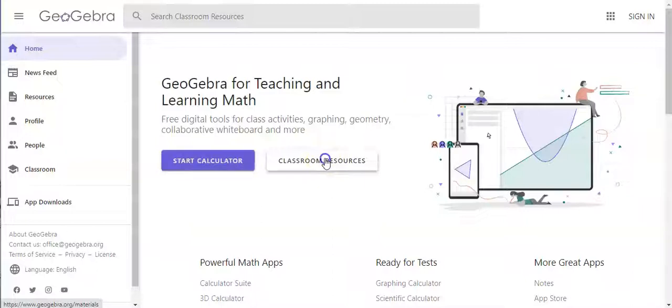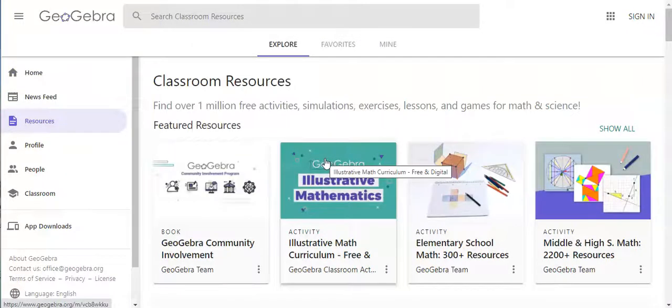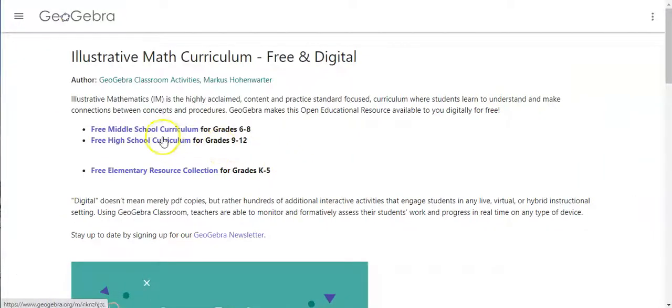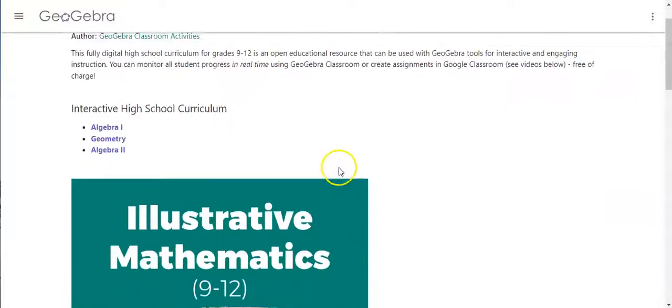and we're going to look at some of the classroom resources. This is what I saw and first interested me with some of the illustrative curriculums. So it's for middle school and high school. It's for both. It also has some elementary. We're going to go through the high school curriculum today.